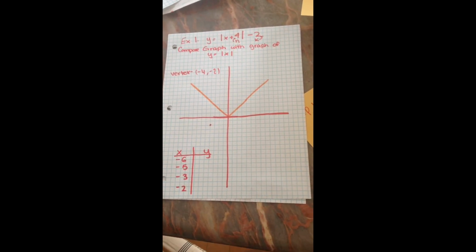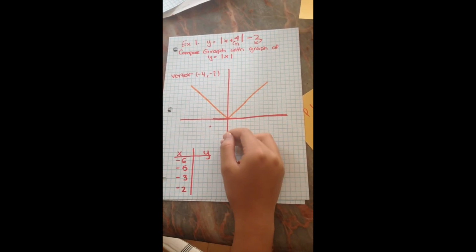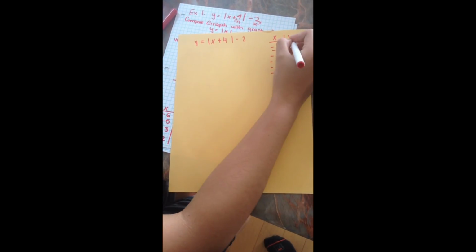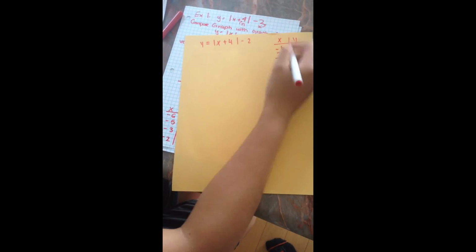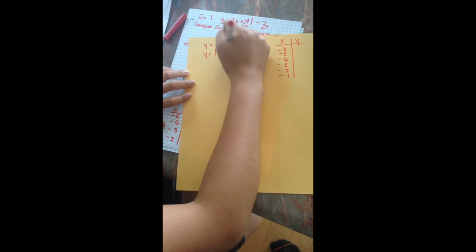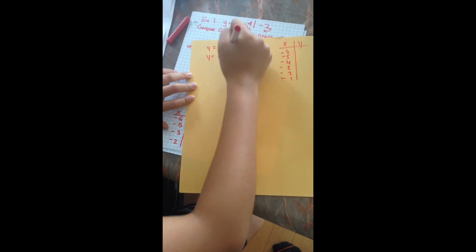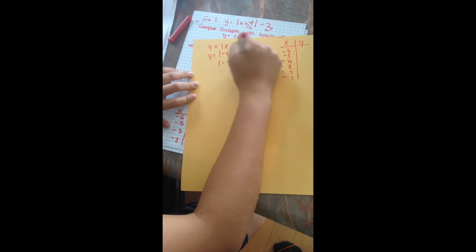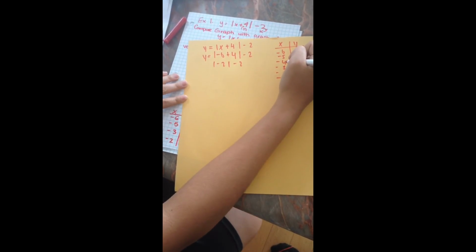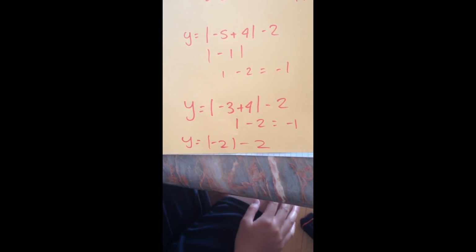Calculate y values and list them in a table. As you can see, we chose these as our x values because they're closer to the vertex. Okay, here shows the x values and you plug them into the equation. For example, y equals absolute value of negative 6 plus 4 minus 2. So negative 6 plus 4 is negative 2, minus 2. The absolute value of negative 2 is just positive 2. So 2 minus 2 equals 0. Here are the other x values that we plotted.